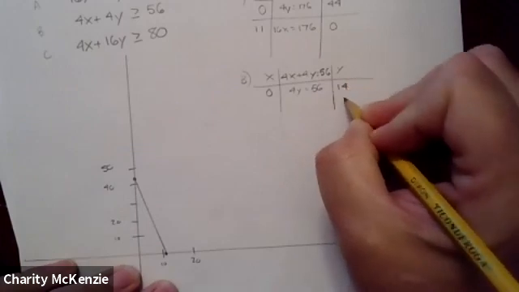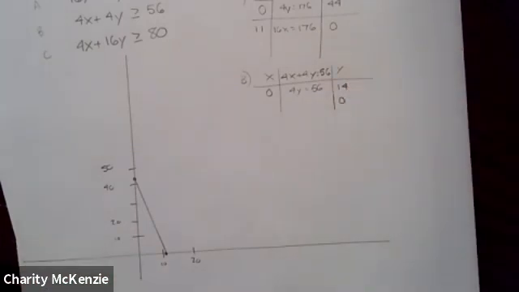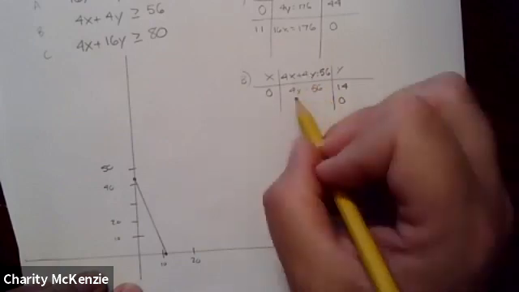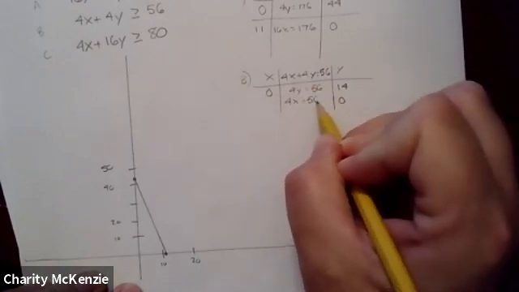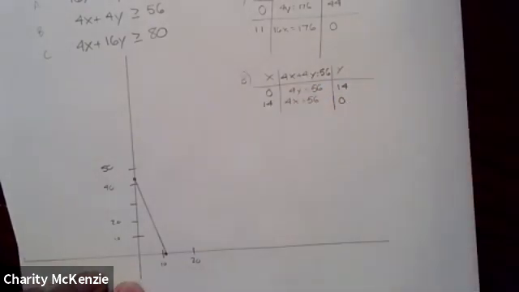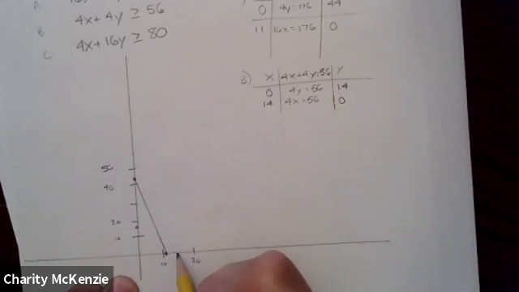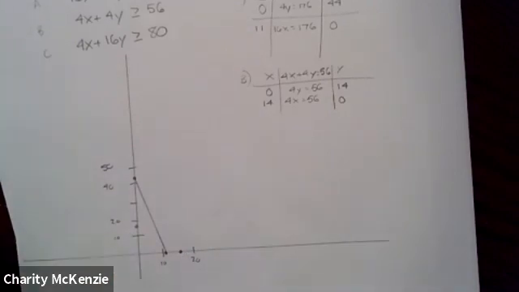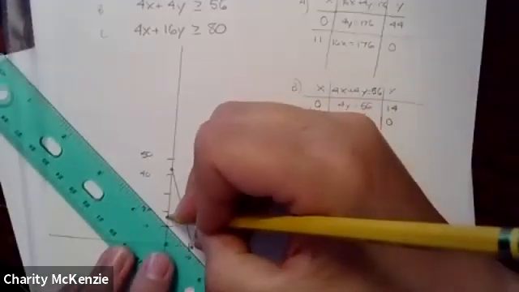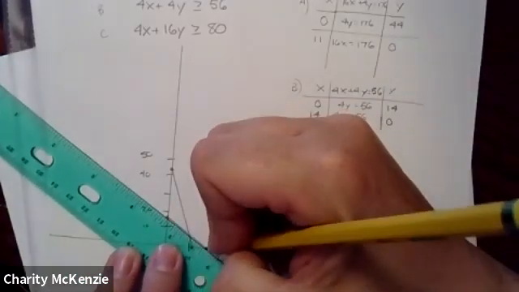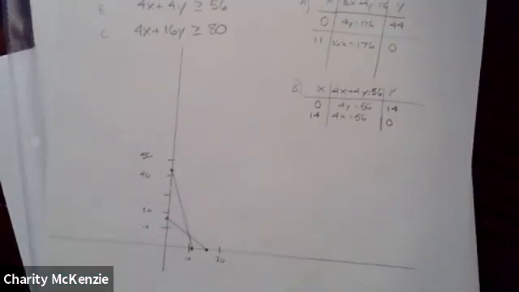For y, I'm going to let that be 0. So this one goes to 0, and I have 4x equals 56, which is also going to give me 14. So we have 0, 14, which would be about here, and 14, 0, which would be about here. And again, this is a solid line. We haven't really done the shading, but that's okay. They're all going to be greater.